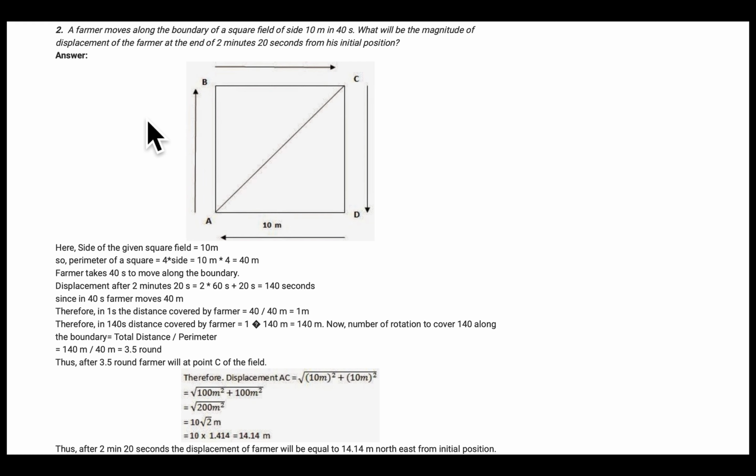In NCERT, at page number 100, question number 2: a farmer moves along the boundary of a square field of side 10 meter in 40 seconds. What will be the magnitude of displacement of the farmer at the end of 2 minutes 20 seconds from his initial position? We are given a square field of side 10 meter and a farmer is starting from point A and he is taking the round of this square field.